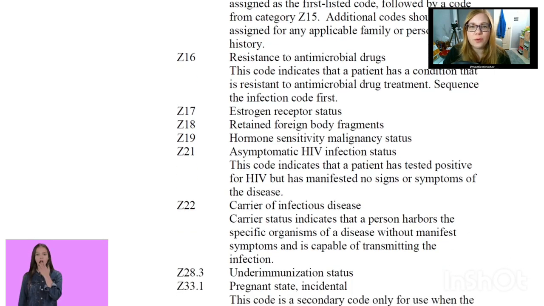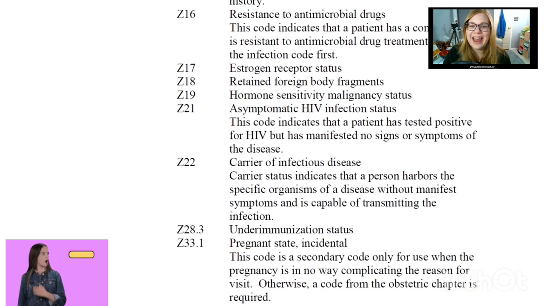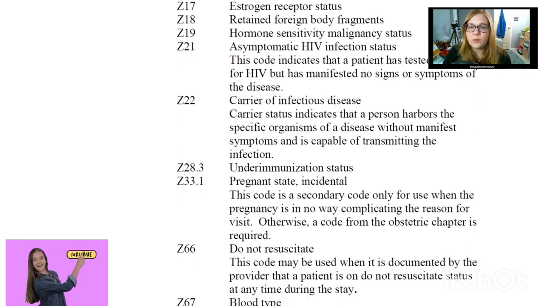Z17 is estrogen receptor status. Z18 is retained foreign body fragments. Z19 is hormone sensitivity malignancy status. Z21 is asymptomatic HIV infection status, and that's the code to identify that a patient has tested positive for HIV, but they haven't actually shown any signs or symptoms of the disease. Z22 is carrier of infectious disease. That means the patient is a carrier of any sort of specific organism of a disease without manifest symptoms and is capable of transmitting the infection.